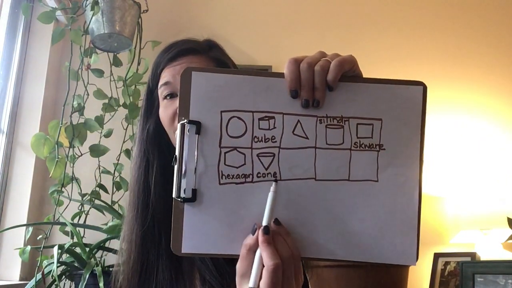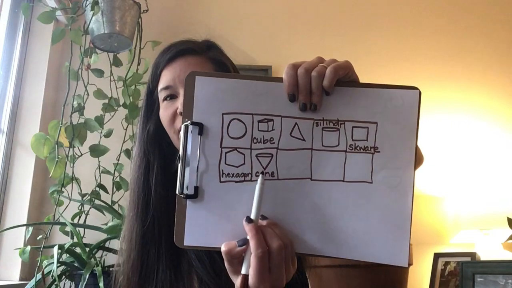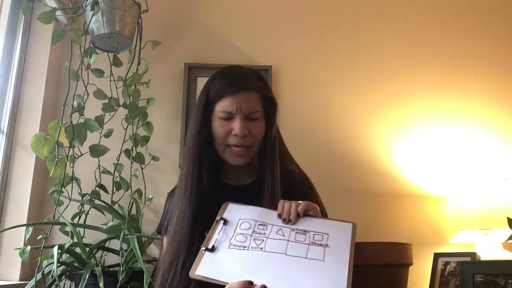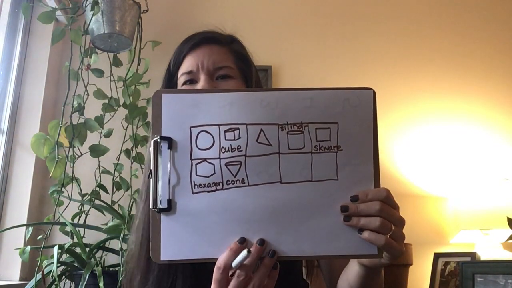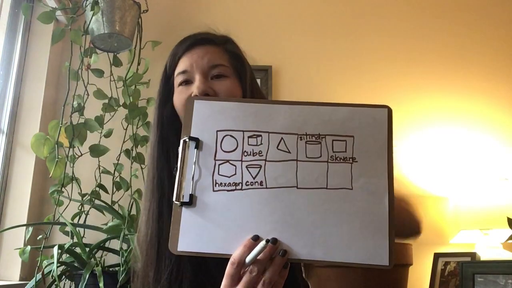Everybody, what is that shape? It's a cone. A cone has only one flat face, only one flat face and one vertex. Cone. All right, let's make 10 again. We have 7 shapes. 1, 2, 3, 4, 5, 6, 7. How many more to make 10?